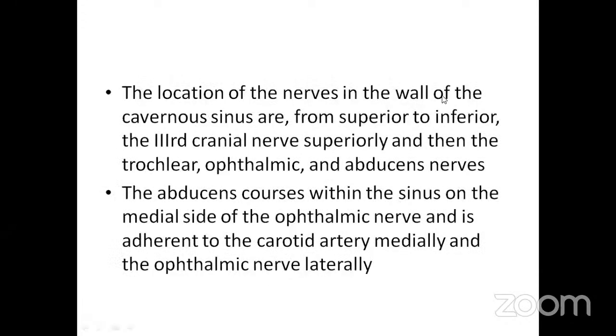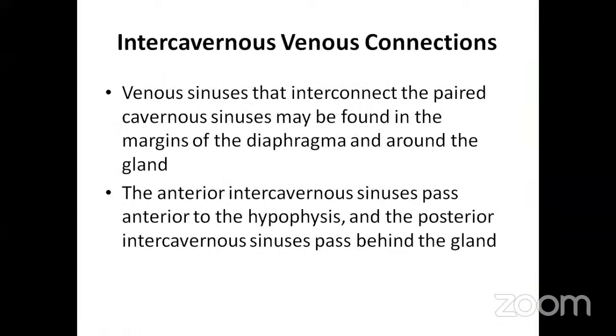Now the nerves in the wall of the cavernous sinus are located, from superior to inferior: the 3rd nerve superiorly, then the trochlear, ophthalmic, and abducent nerves. This is what we always read in medical school as well. The abducent courses within the sinus on the medial side of the ophthalmic nerve and is adherent to the carotid artery medially, with the ophthalmic nerve laterally, as we saw in the previous diagrams.